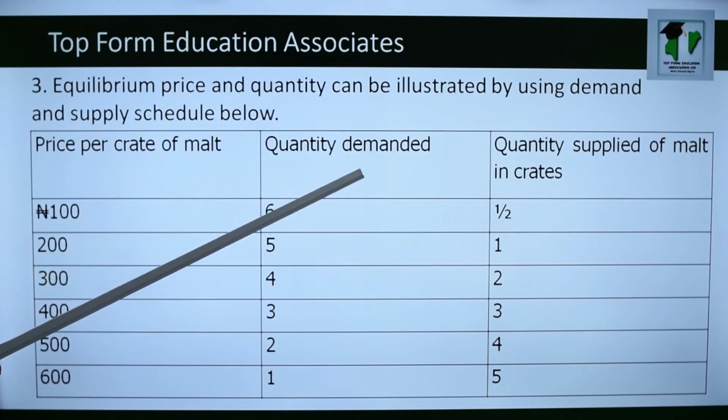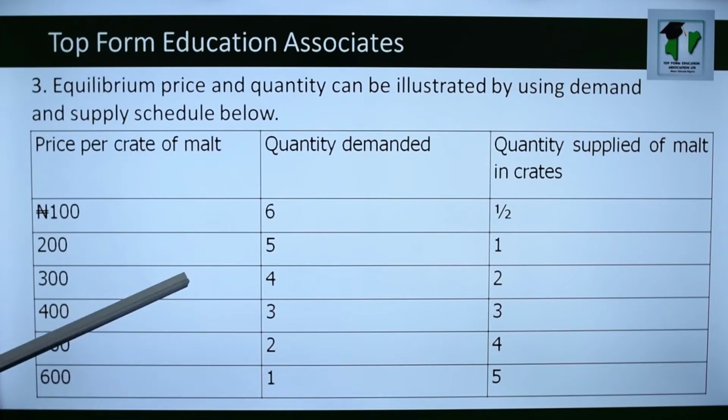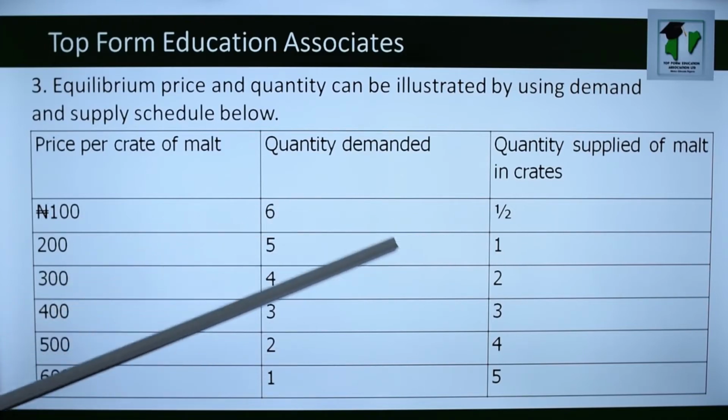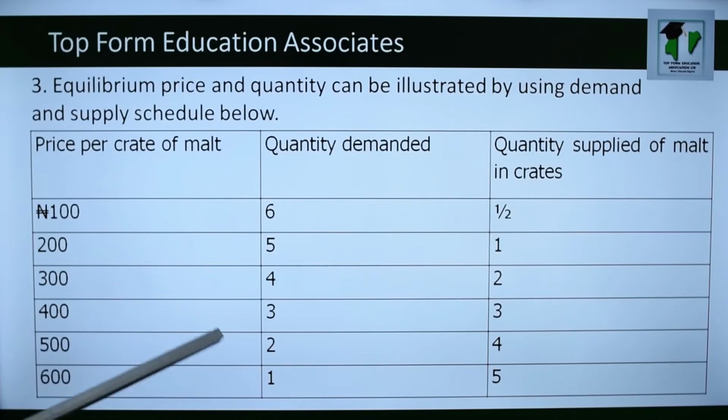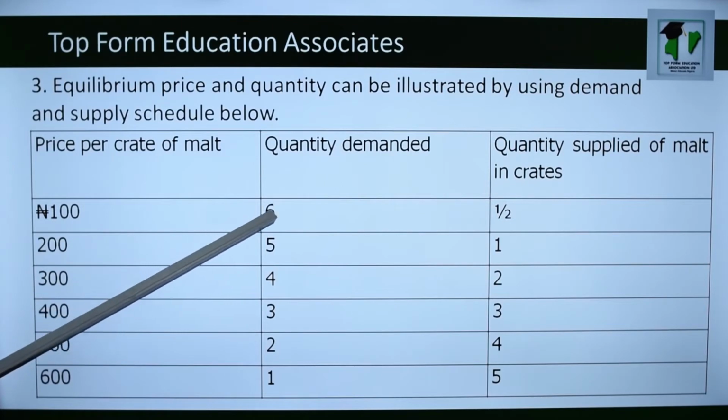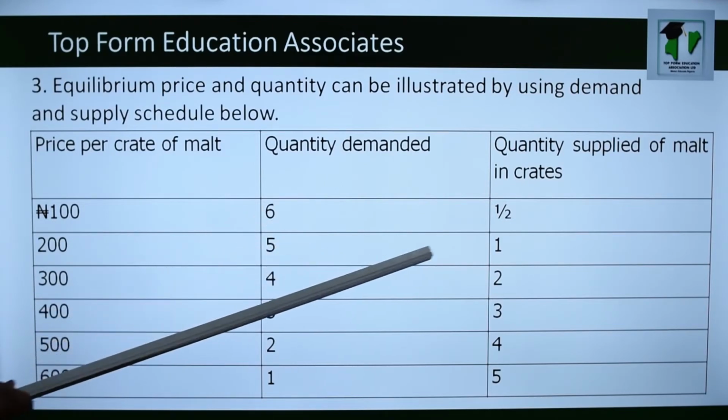Second column, we have quantity demanded. On the third column, we have quantity supplied of malt in crates. Now, when the price of a crate of malt is 100 naira, what is the quantity demanded? 6. What is the quantity supplied? Half crate.